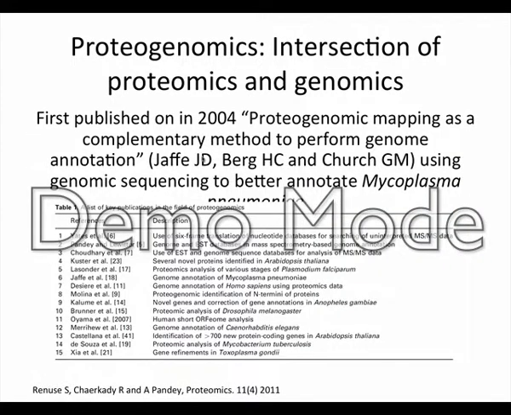The word proteogenomics was first published in 2004 in a paper about proteogenomic mapping to help inform genomic annotation. And since then, it's been used in a variety of different studies. This is an older review, so it doesn't actually include everything, but it's become a much more popular method.